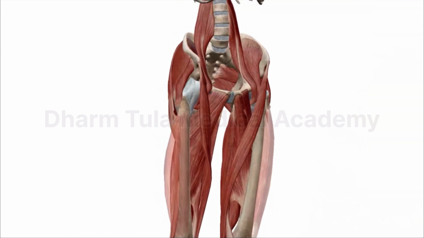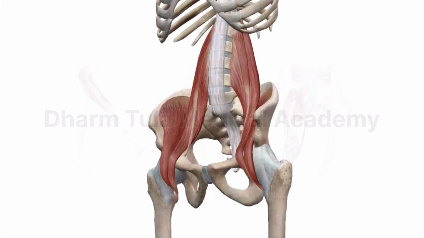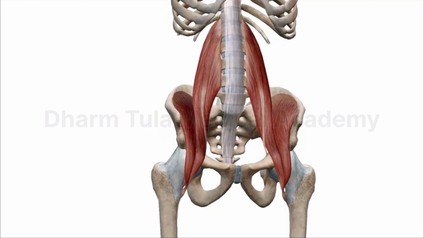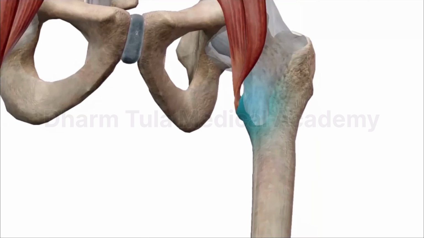Now let's review the hip musculature. The hip has a variety of muscles that allow for three-dimensional hip movement in the sagittal, frontal, and transverse planes. Hip flexion is primarily performed by the iliacus and psoas muscles. They share a common attachment site on the lesser trochanter.